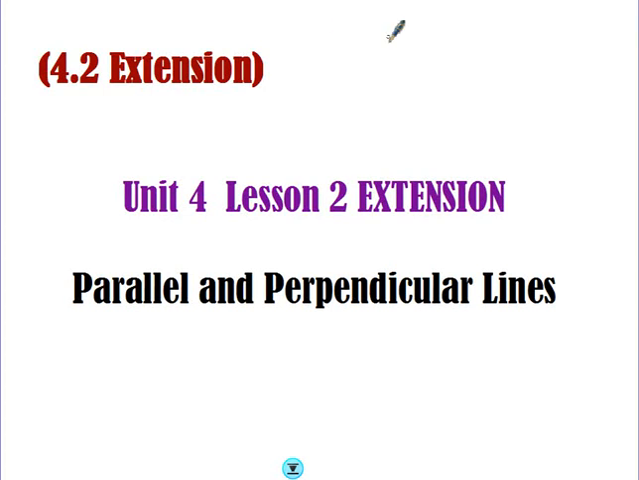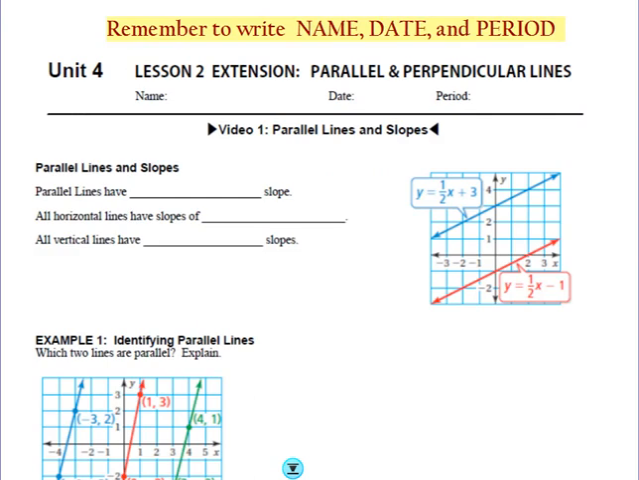So we are on to another lesson with 4.2, but this is actually going to be an extension of 4.2. And 4.2 means Unit 4, Lesson 2. And this time it will be about parallel and perpendicular lines. Again, you should have this worksheet, the video notes, an orange paper in front of you. You should write your name, date, and period.